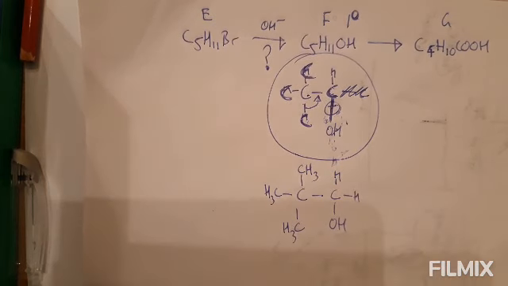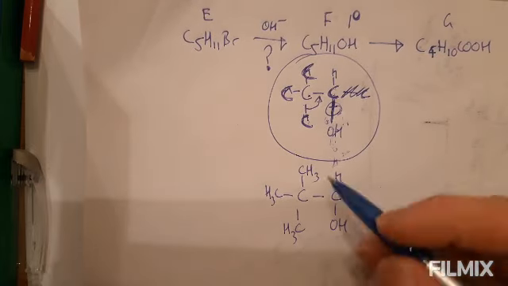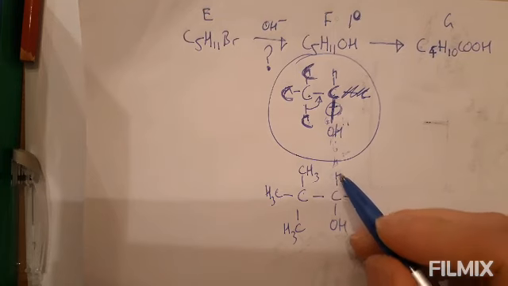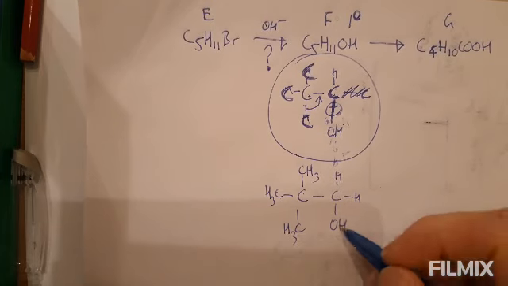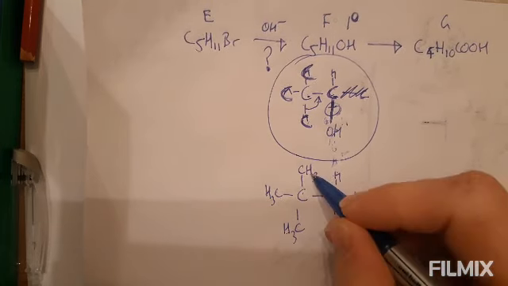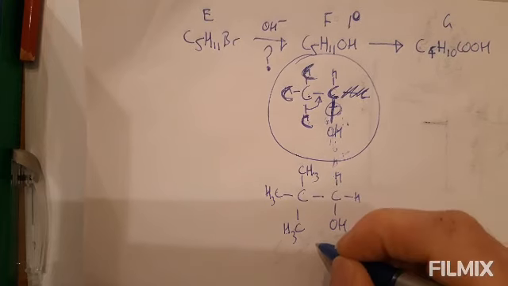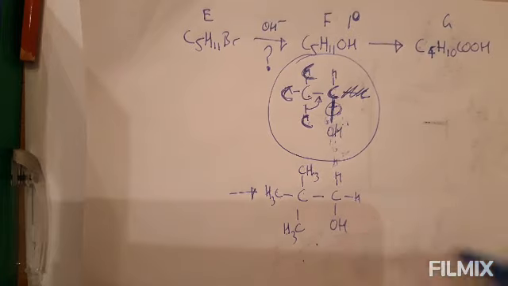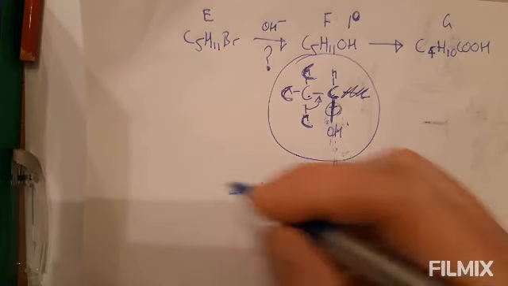I'm not putting any double bonds in because it said it's a haloalkane originally. Right, let me just count this up. 1, 2, 3, 4, 5 carbons. It's branched. 1, 2, 3, 4, 5 carbons, and OH, sorry. 1, 2, 3, 4, 5, 6, 7, 8, 9, 10, 11 H's and an OH. That is C5H11OH.